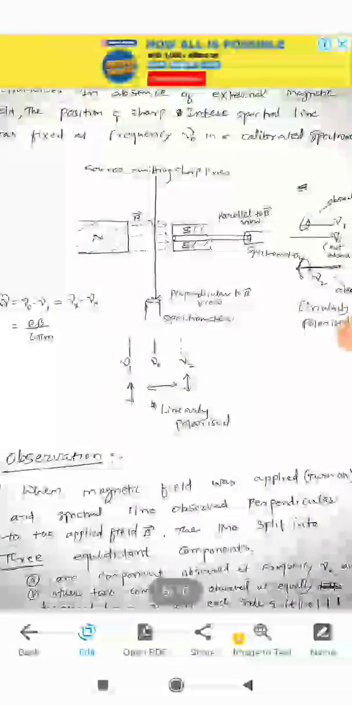In the first, perpendicular view, the spectral line of one frequency is split up into three, with frequencies nu naught, nu 1 and nu 2, and these spectral lines are linearly polarized. Before entering the magnetic field it is unpolarized; after splitting it becomes polarized.